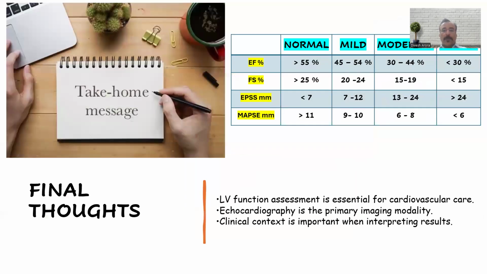My dear friends, this brings me to the tail end of my presentation. The take home message is that left ventricle function assessment is essential for cardiovascular care. And on the basis of qualitative and quantitative assessment, you can categorize the EF as normal, mild, moderate, and severe LV dysfunction. Echocardiography is the primary imaging modality. Once you have taken a good history and performed a physical examination, then pick up the probe. And clinical context is important when interpreting the results.